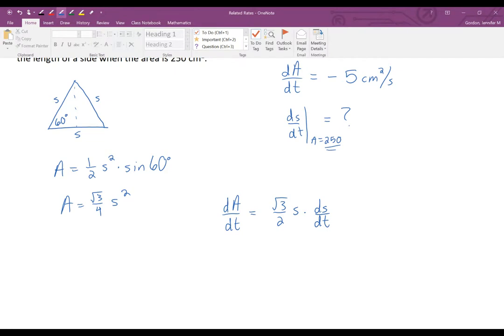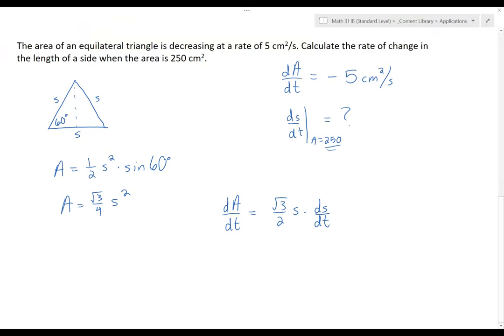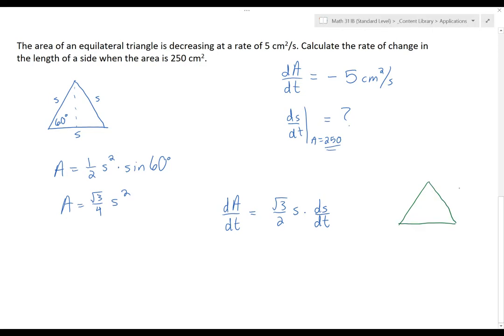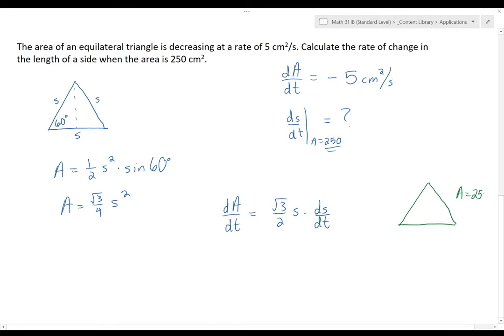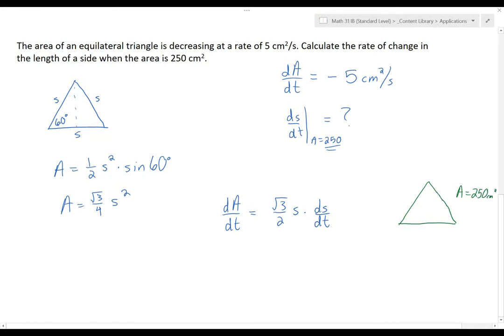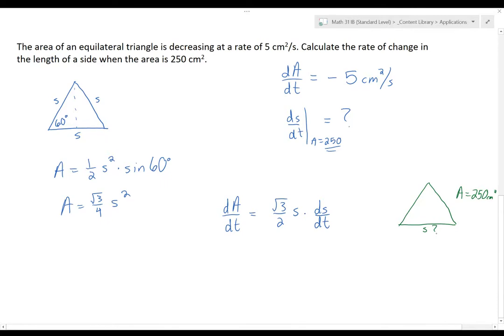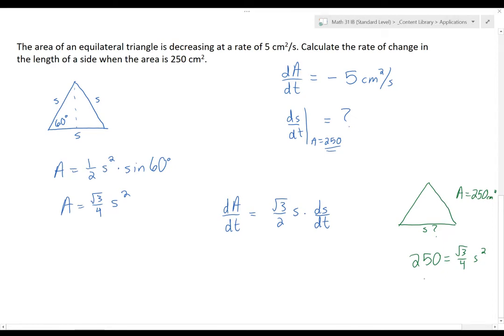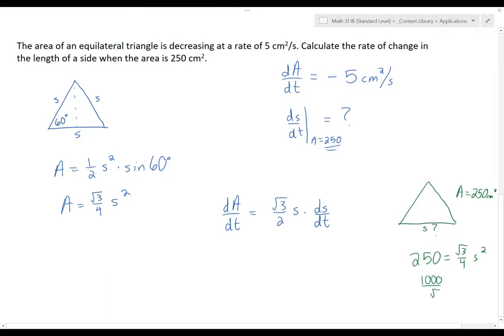So I actually need a second diagram here for this moment in time. So the diagram I've drawn here where I have s as variable, that just stands for any moment in this scenario, but I actually have one particular moment where the area is actually 250 centimeters squared. And I want to know in that moment, what is s? So s in that moment, well, I can use my same formula. 250 equals root 3 over 4 s squared. So in that moment, I have 1,000 over root 3 equals s squared. So the square root of that equals s.